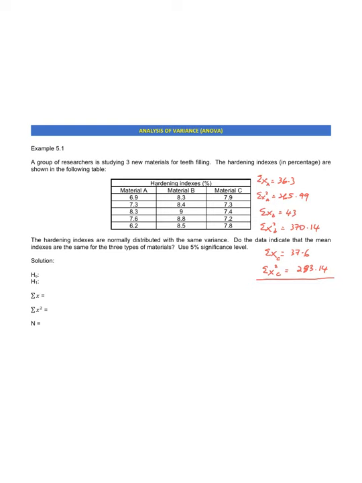Okay, H0. Since H0 tadi, kita state dia as H0: mu A equals to mu B equals to mu C, versus, okay, at least two means are different.